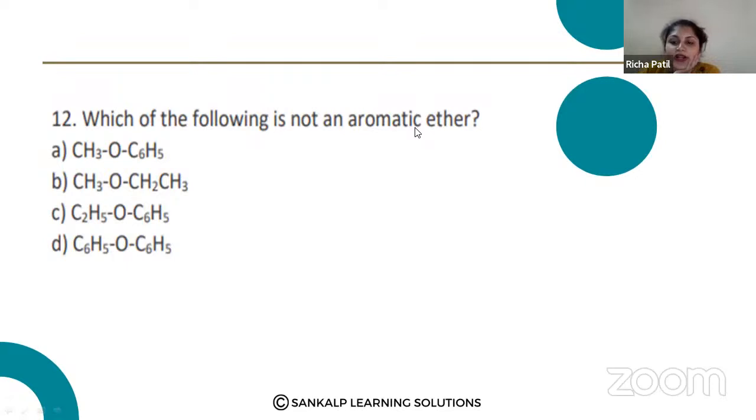Which of the following is not an aromatic ether? If there is no benzene ring, yes, Lohit Kumar, it is correct. It is B. Many have answered B. You can see it is a methyl and an ethyl group, so it is not an aromatic group. Where there is a presence of a benzene ring, this is an aromatic ether. So B is the correct answer.